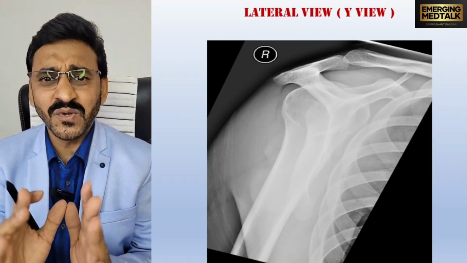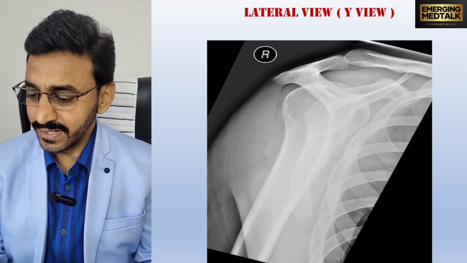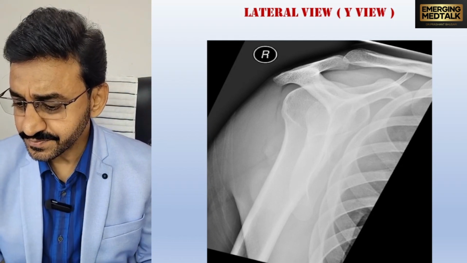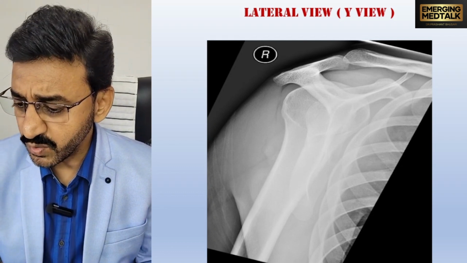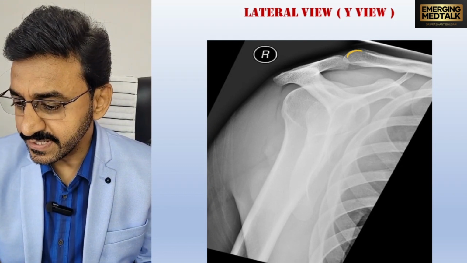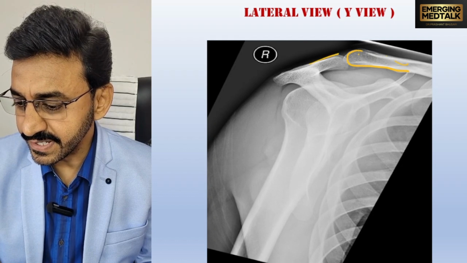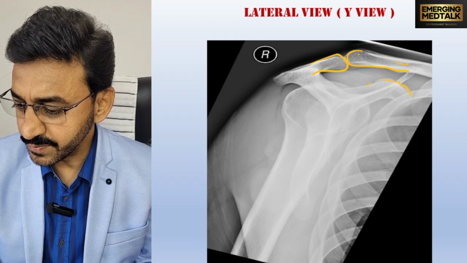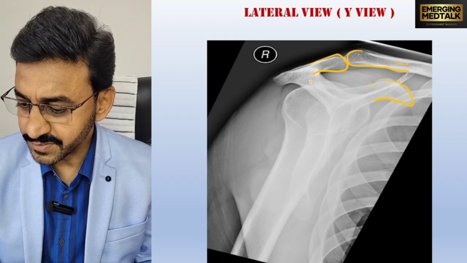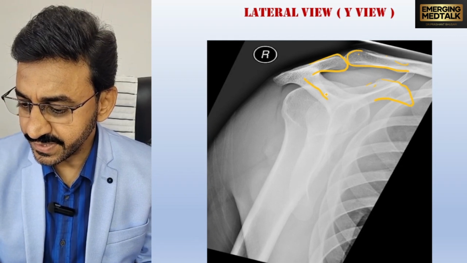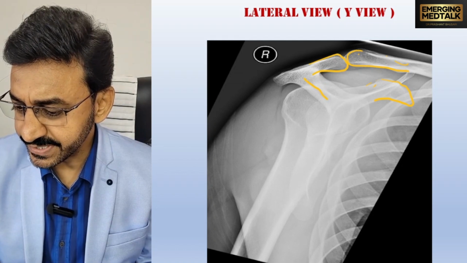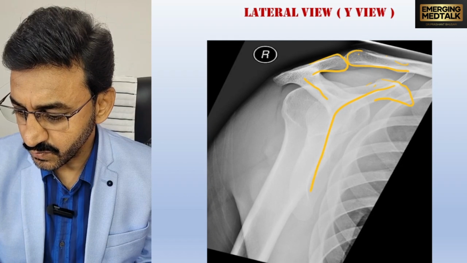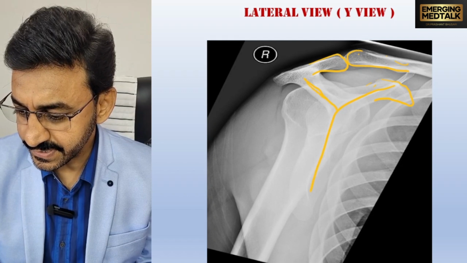So the second view, the lateral view, is also called the Y view. Here we can see the clavicle, the acromion process, the coracoid process, and the spinous process along with the acromion, and when we join these lines, it appears as a Y.